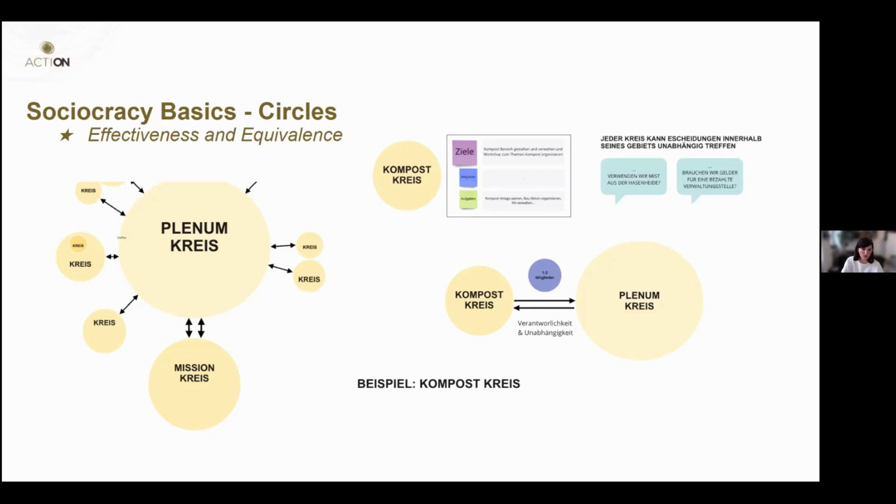In this case, for the Feld Food Forest, there's a compost circle, and we have these one or two links, so people that go between the main circle and the compost circle, for example, so that every part of the organization is represented in this larger meeting, which talks about policy, where the organization's going, and all the leadership questions.